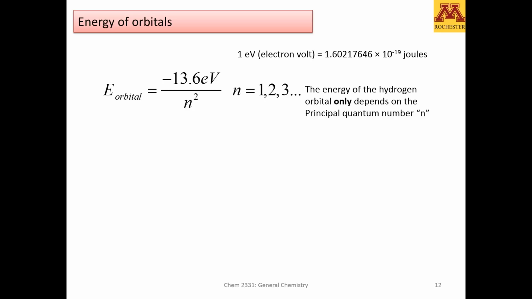Through the solutions of the Schrödinger equation, one can find the energy of the orbital. In this case, this is a constant. EV is a unit of energy. It's called electron volt, and it's equal to these many joules, a very tiny amount. So this means that the energy of an orbital only depends on the principal quantum number.